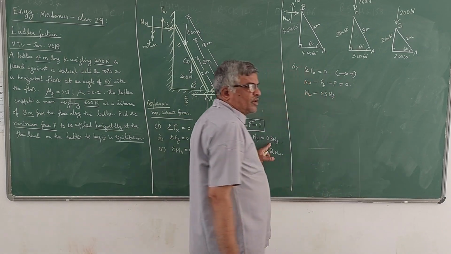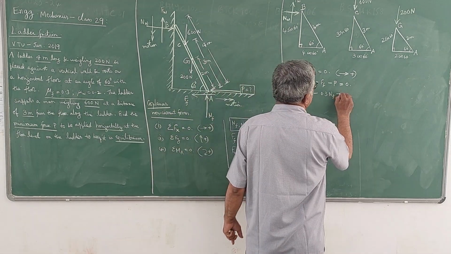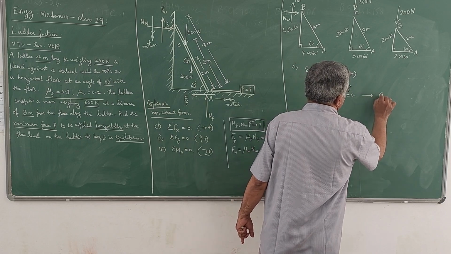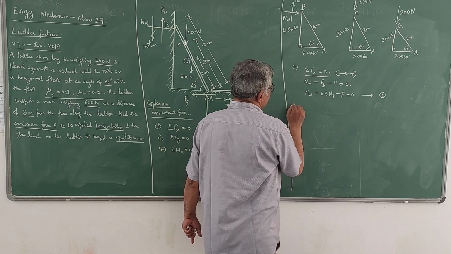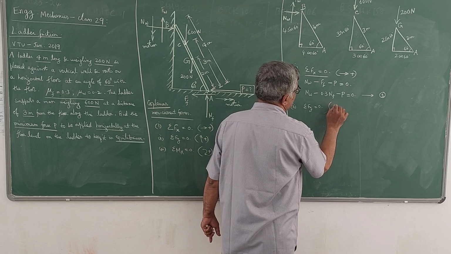Because FF is mu F NF, and mu F is given as 0.3, so 0.3 times NF minus P is equal to 0. So this is the first equation you can get from the first equilibrium equation. The second equilibrium equation is sigma Fy equal to 0 for the entire system.